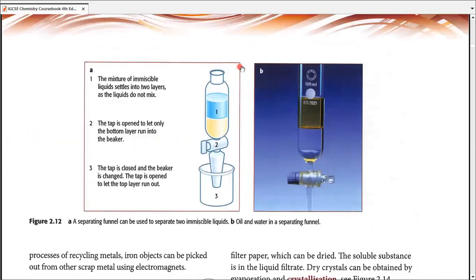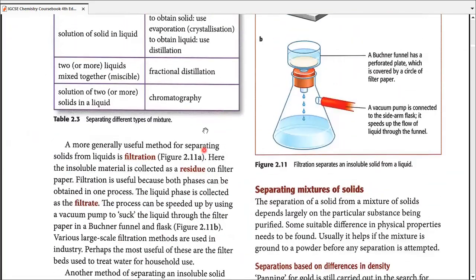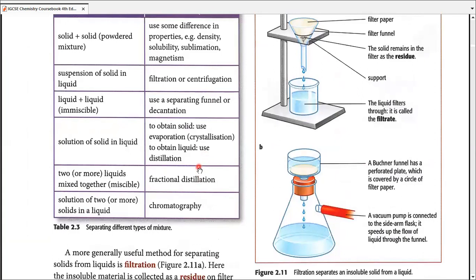If I go back a couple of pages, you'd see that in order for us to separate a solid and liquid, and we're talking about the soluble one, I don't know whether you have marked it or not. We are talking about the soluble solid in a liquid. Okay. In case you want the solid, you use the crystallization process that we have previously explained.